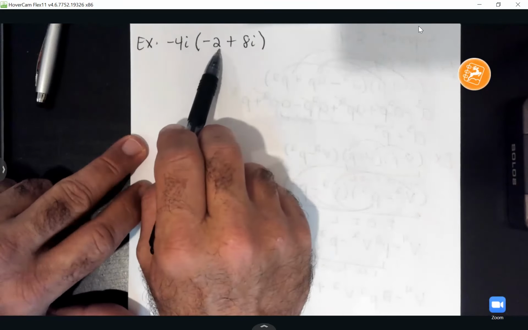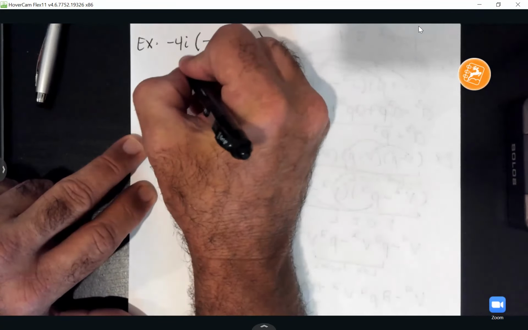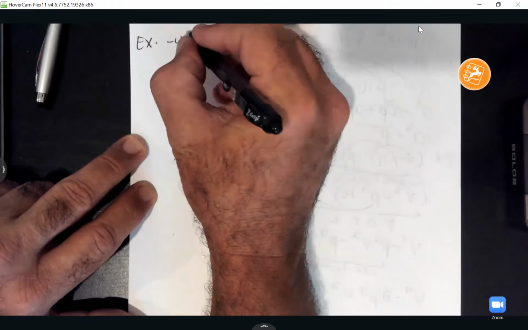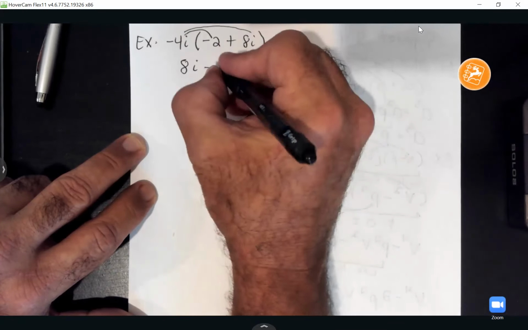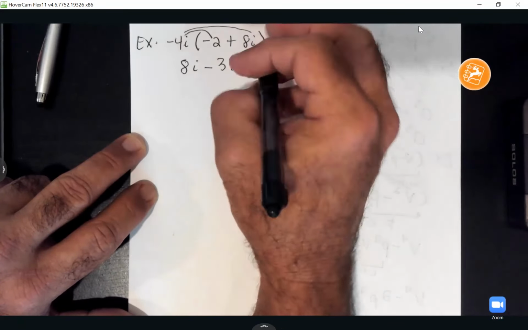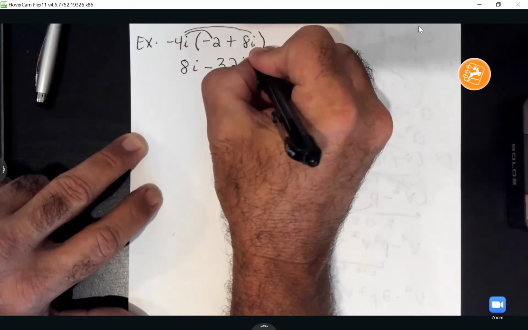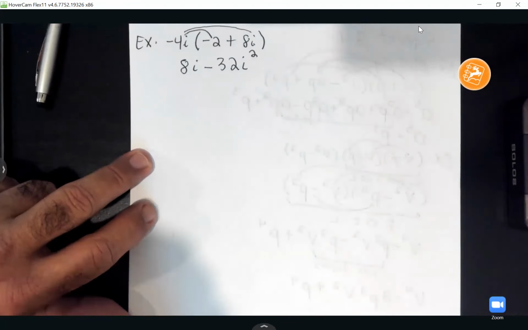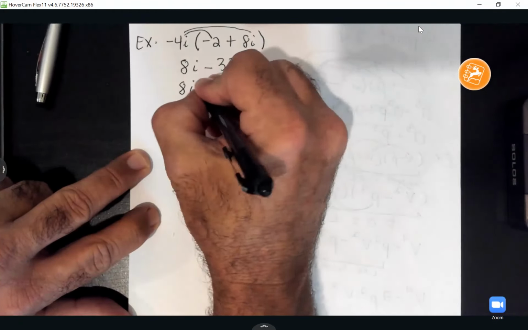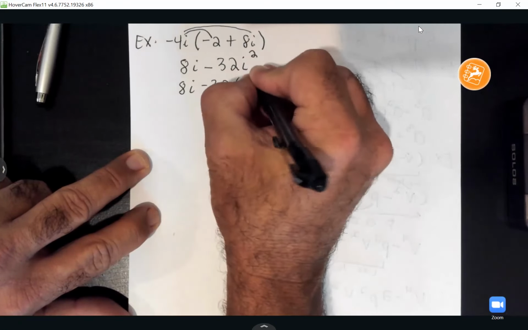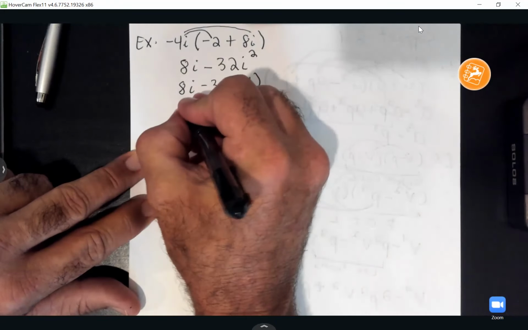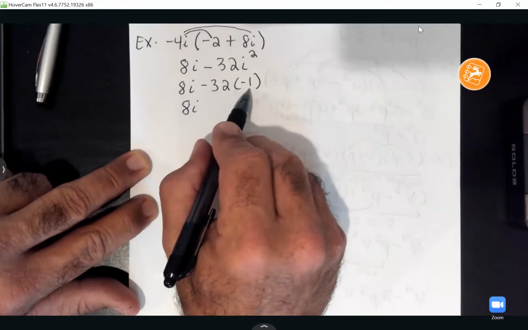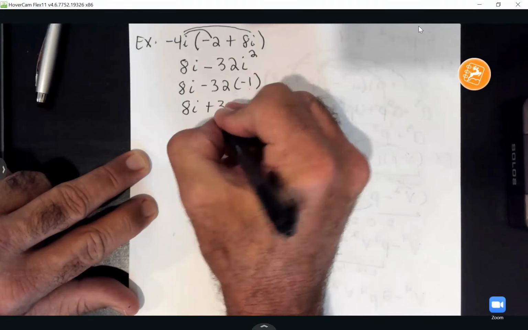Negative 4i times negative 2 gives me a positive 8i. And then that negative 4i times that 8i is a negative, let's see, 4 and 8 is what, 32. I times I is an I squared. So what are you turning the I squared into? A negative 1. I'm going to turn that into a negative 1. So that's going to give me this 8i. But guess what? Negative 32 times negative 1 makes that a positive 32.